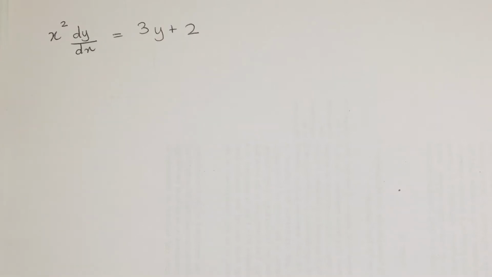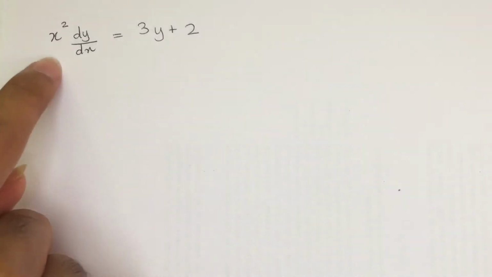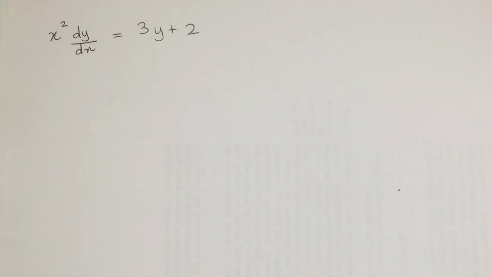Hi guys, in this video we are going to discuss a question on solving a differential equation, which is written over here. x squared dy by dx is equal to 3y plus 2. Here we are going to use the separable method to solve this differential equation.